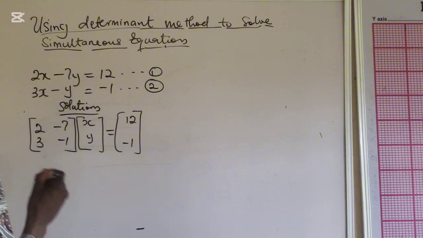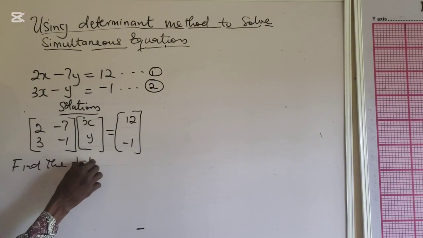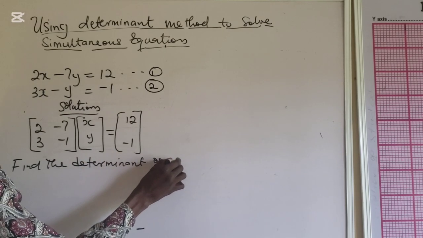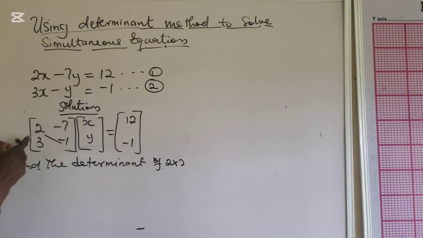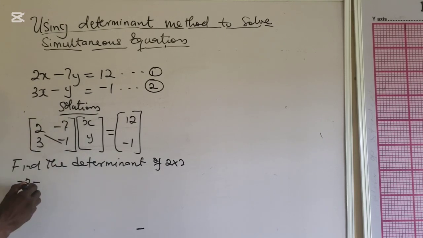So what we will do now is to find the determinant of the 2 by 2 matrix. This is the leading diagonal. 2 times minus 1 is minus 2. Minus 3 times minus 7 gives plus 21. Now, minus 2 plus 21 gives us 19.